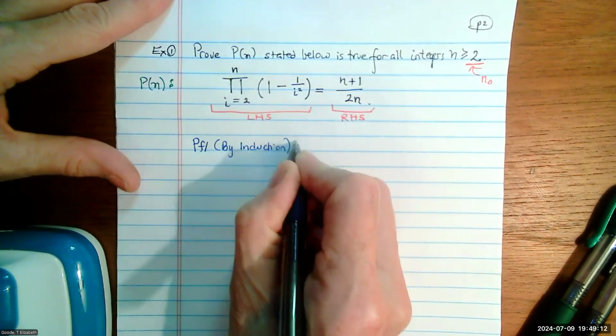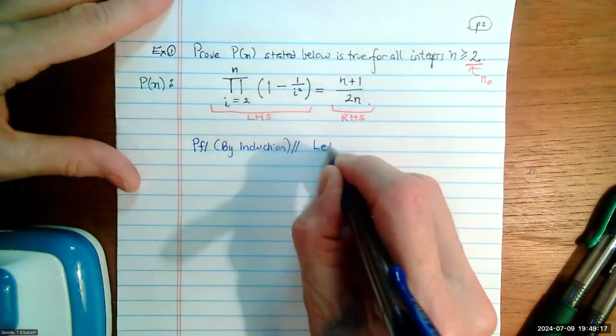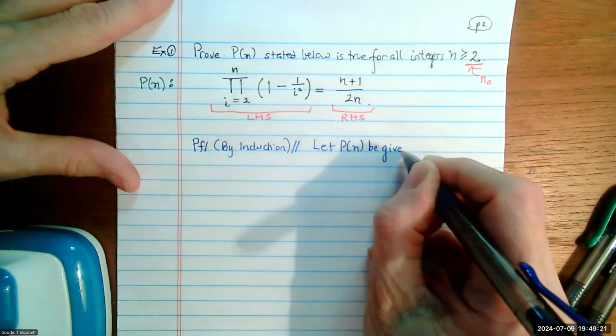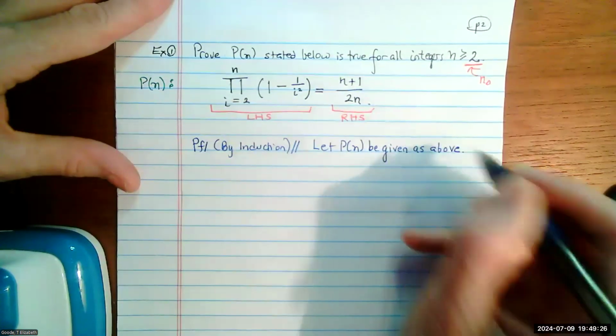Always tell your reader that it's a proof by induction. So we're going to just state, let P of n be the statement above, or let P of n be given as above. I don't want to rewrite it, and you don't want to waste time rewriting it either.